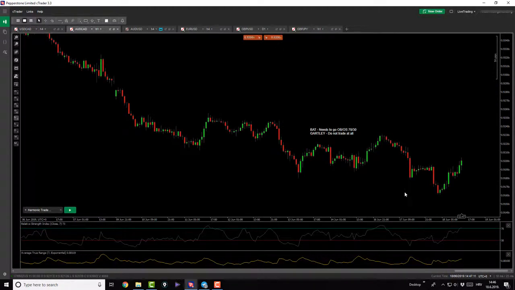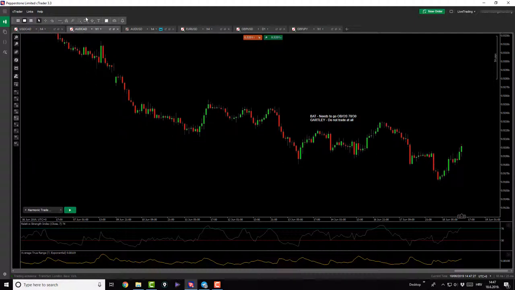Furthermore, Aussie CAD, nothing for us. There might be a Cypher if you're trading Cypher on this pair. This might be a no Cypher for us as well. So I don't see anything worthwhile on this pair for me. Oh, but I have an idea.